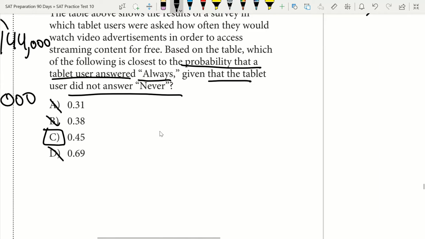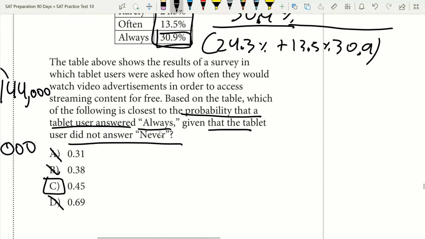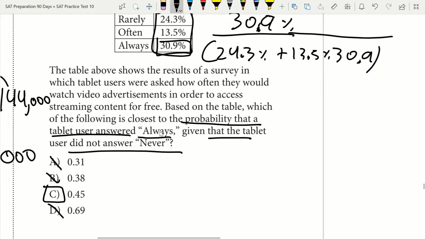Yep, so this one right here, not too difficult in my opinion, fairly simple. The key thing here is understanding you have to get rid of never, right? If you don't get rid of never, they have 0.31. So the key thing there is recognizing you have to get rid of never in your denominator, thus changing your probability. A lot of people probably picked 0.31, because that's about 30.9% as a probability. So the correct answer there is C.